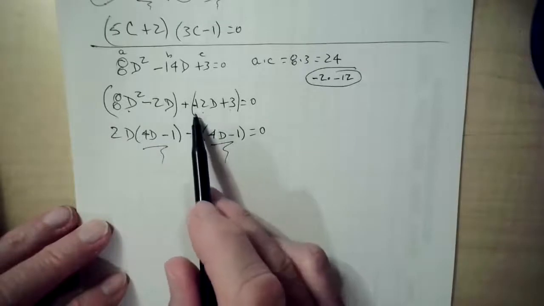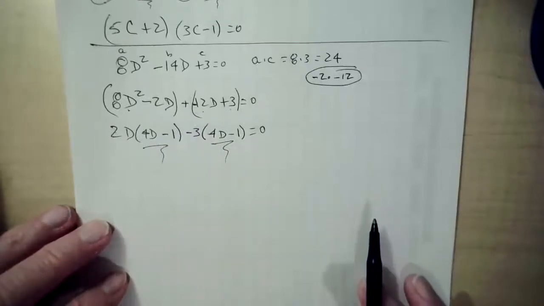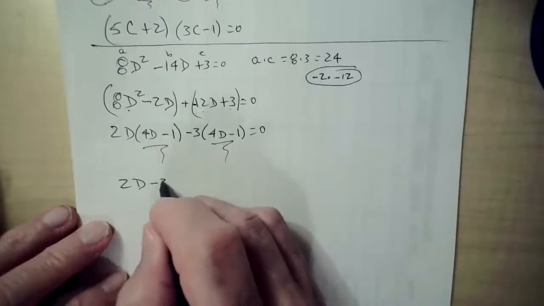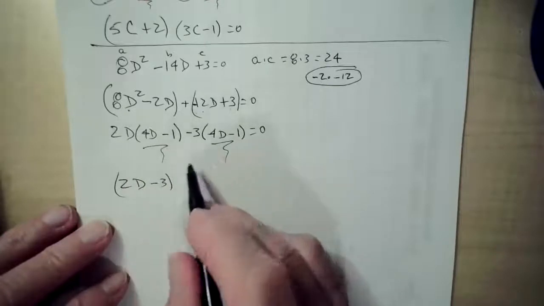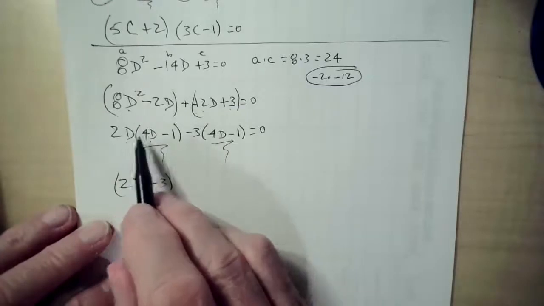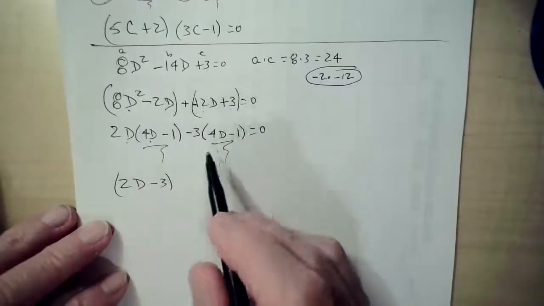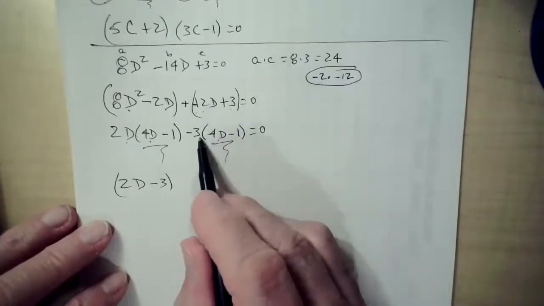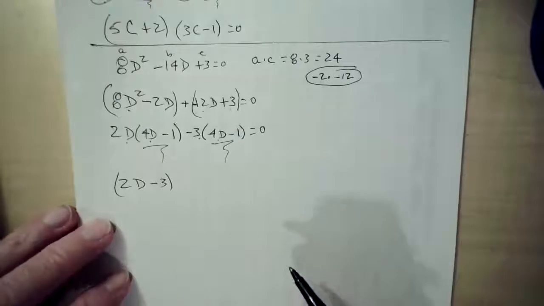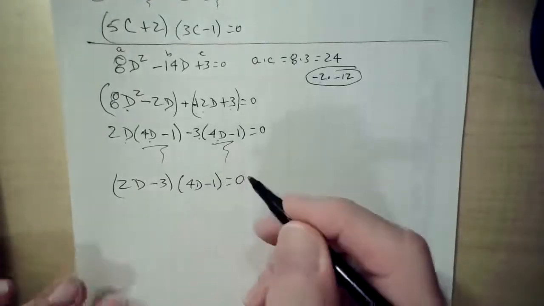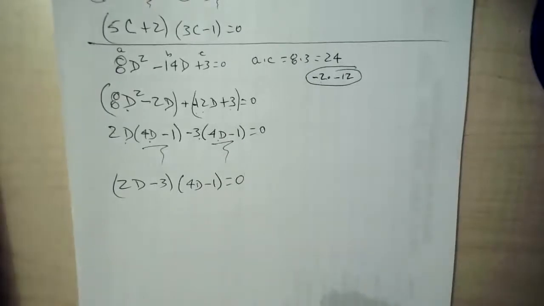4d minus 1, 4d minus 1. This is where it gets a little confusing with the pluses and the minuses. See, I fouled up too. It's easy to do. So we have 2d minus 3 times 4d minus 1 equals 0. That's why it's important to go back and double check. 2d times 4d is 8d squared. 2d times negative 1 is negative 2d. Negative 3 times 4d is negative 12d. And negative 3 times negative 1 is a positive, so we're right.